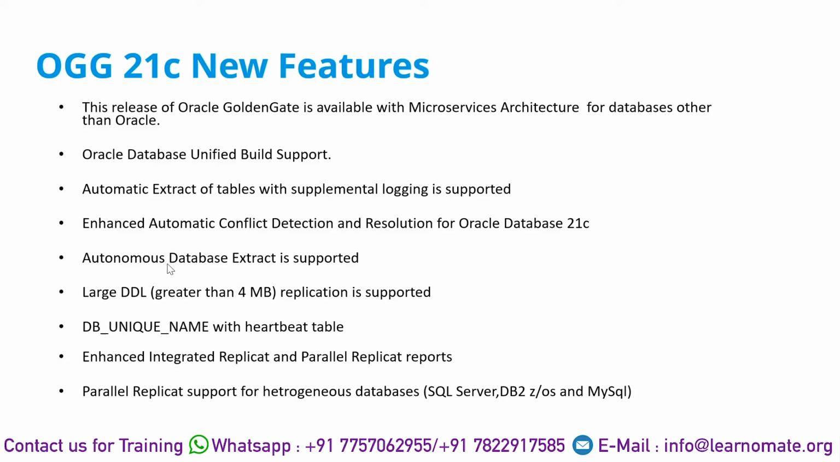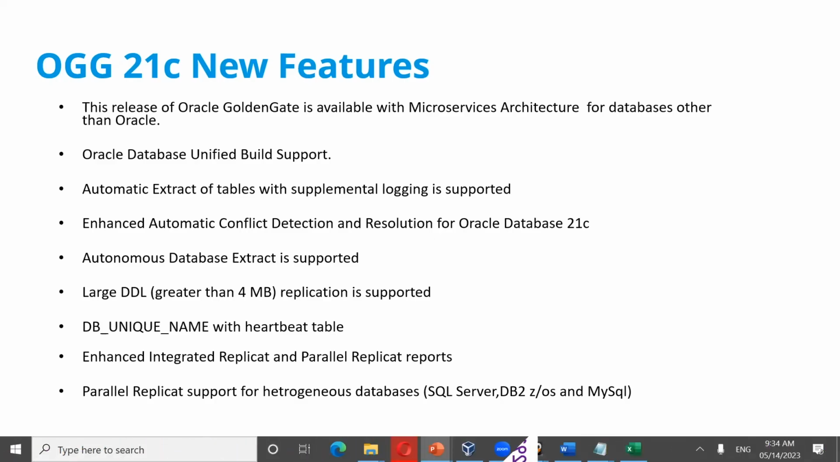Autonomous database extract is supported, right? So you have Oracle autonomous database. Until now, extract wasn't supported, only replicate was supported, until 19C, I should say. Now from 21C, Oracle has introduced autonomous database extract support. So you can extract the data as well from autonomous database. Prior to that, you could have only replicated. You could not have extracted, but now autonomous database extract is supported as well.